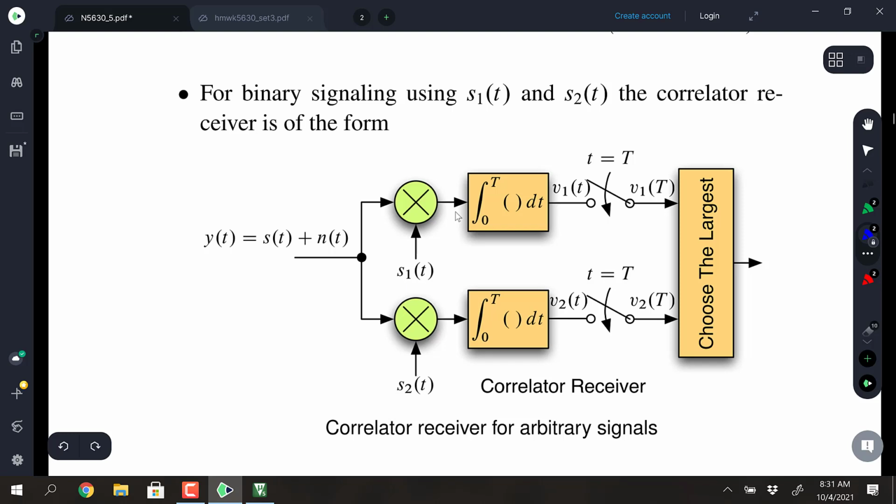So for binary signaling, if we were to go with a correlator, this will get extended to the M-array case, but for the binary case, it could look like this. We're going to multiply the received signal by S1 and S2, correlate, and choose the largest.